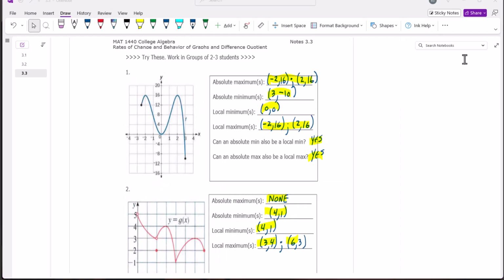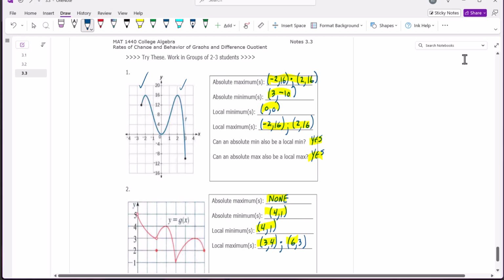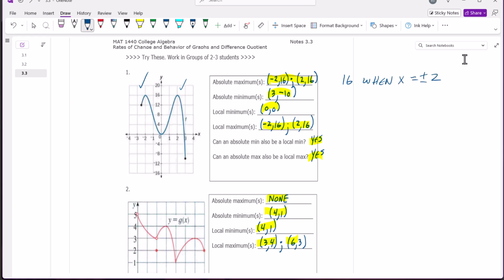Okay, so if you go ahead and just kind of check your answers, see if you did this okay. See, this one has two absolute maximums because they have the same y value. Now, I just went ahead and wrote them as points. You could also just say maximum of 16 when x equals either plus or minus 2. Absolute minimum is this point, 3, negative 10, or you could also just say negative 10 when x equals 3. Now, this thing does have a local minimum.